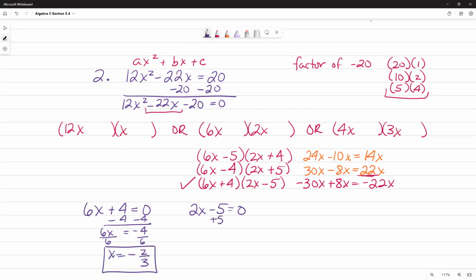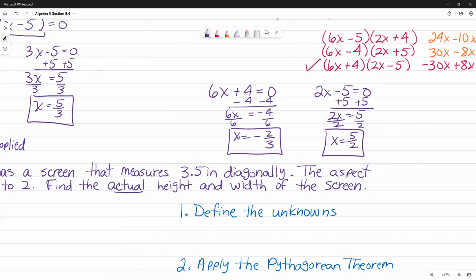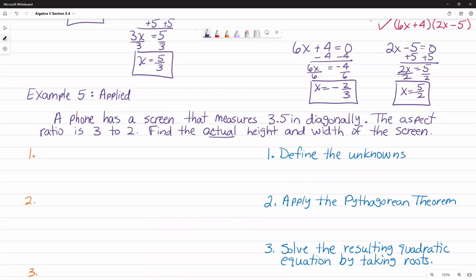For this one, I'm going to add 5 to both sides. 2x equals 5, divide by 2, x equals 5 halves. And we're done. We have both of our answers. Okay, so that's the review of factoring. Let's go ahead and move back into solving by taking roots.